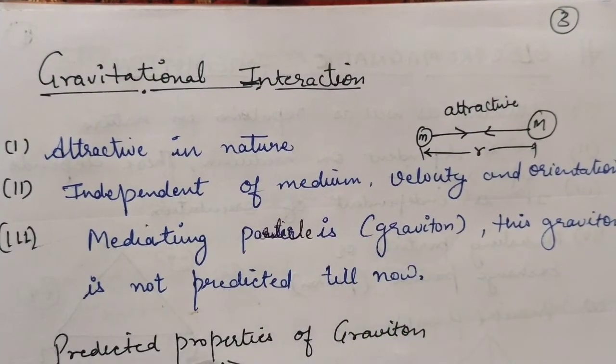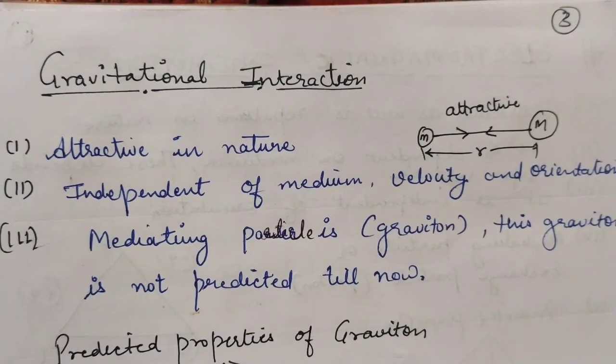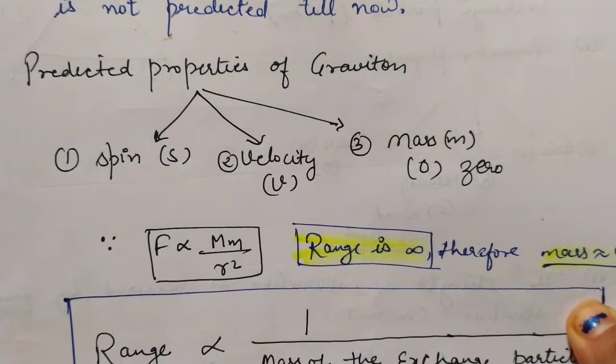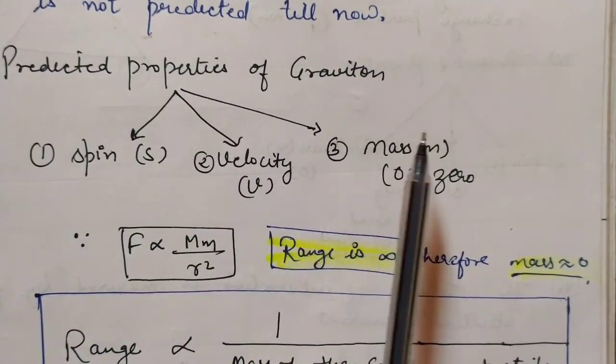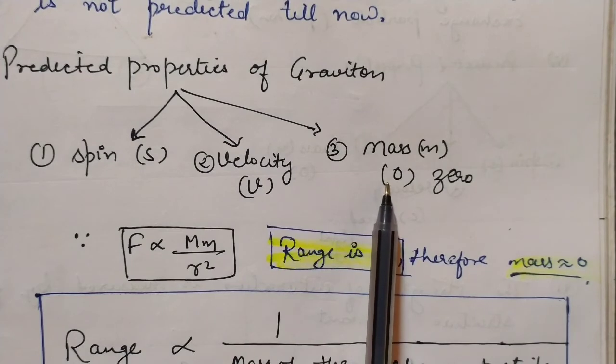Okay, and the predicted properties of this graviton are spin, velocity and mass. Its mass is considered as 0. Predicted mass, we can say that. Okay, these are the predicted properties on your screen. You can see that: spin, velocity and mass. Mass is considered as 0 till now.